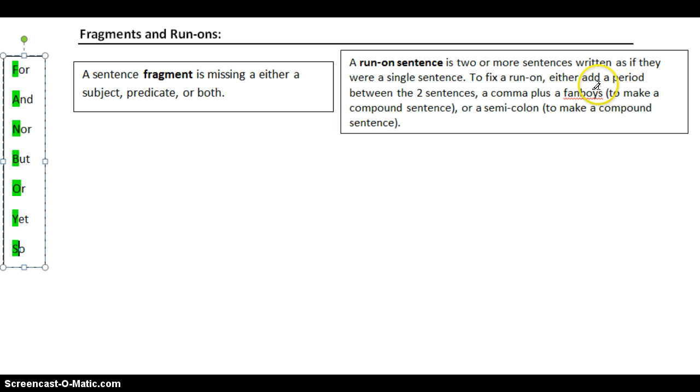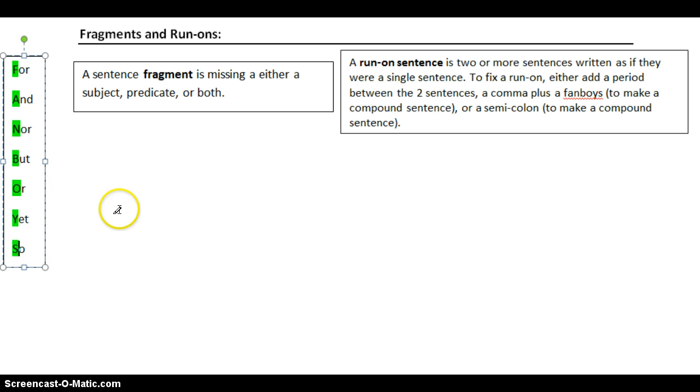And when I say fanboys, this is the fancy word for coordinating conjunctions. So I've gone ahead over here and written out fanboys. If you're taking notes, I would definitely suggest writing this down, if you have never learned this before. Each letter in fanboy stands for a different coordinating conjunction, and so these are really good to memorize. So we've got for, and, nor, but, or, yet, and so. I definitely would encourage you to memorize those.